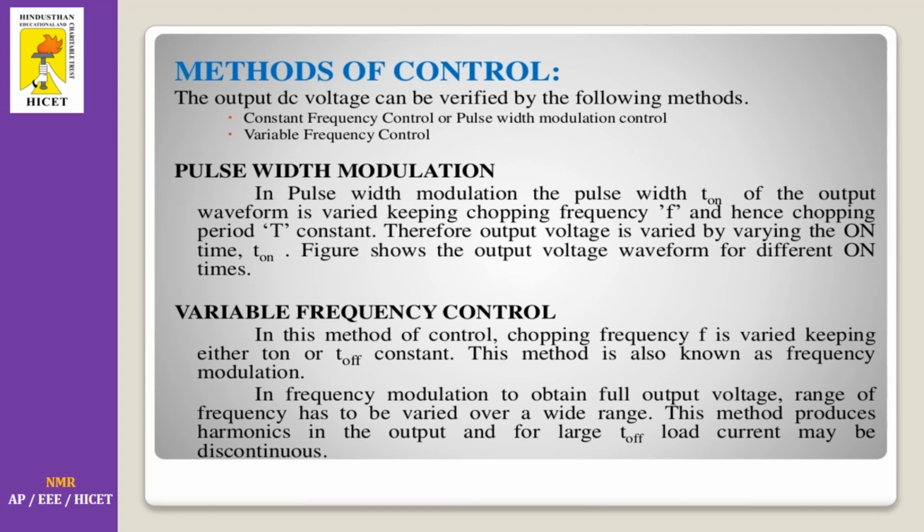The second method, variable frequency control. In this method, the chopping frequency is varied, that is, in the time period, either T-on or T-off is kept constant. This method is also known as the frequency modulation technique. In frequency modulation, to obtain the full output voltage range, the frequency has to be varied over a wide range. This method produces harmonics in the output, and for large off time, the load current may be discontinuous. Another name for the pulse width modulation technique is constant frequency control.